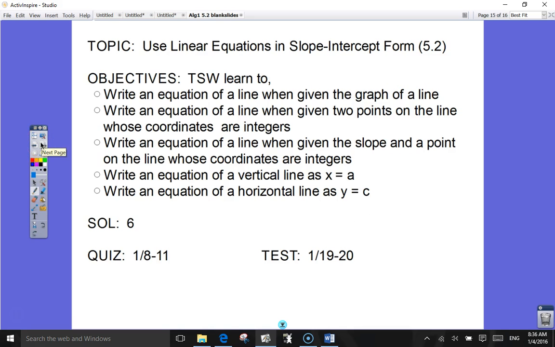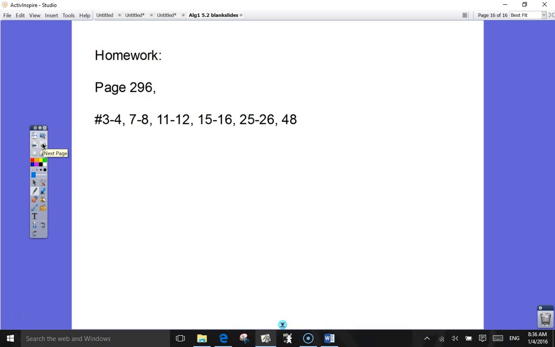That's it. Oh my gosh, what a relief. Yes, there's a homework slide. And there is the homework.